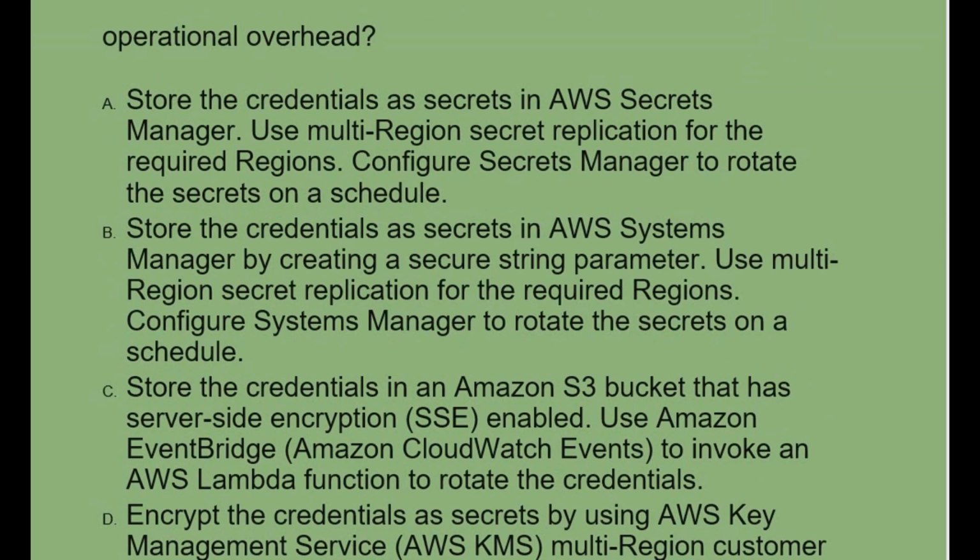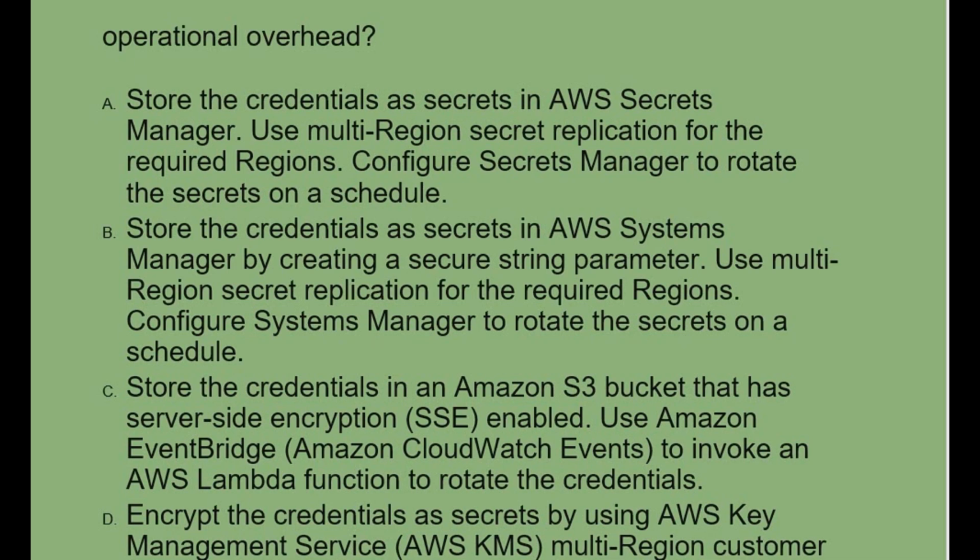Option A. Store the credentials as secrets in AWS Secrets Manager. Use multi-region secret replication for the required regions. Configure Secrets Manager to rotate the secrets on a schedule. Option B. Store the credentials as secrets in AWS Systems Manager by creating a secure string parameter. Use multi-region secret replication for the required regions. Configure Systems Manager to rotate the secrets on a schedule.